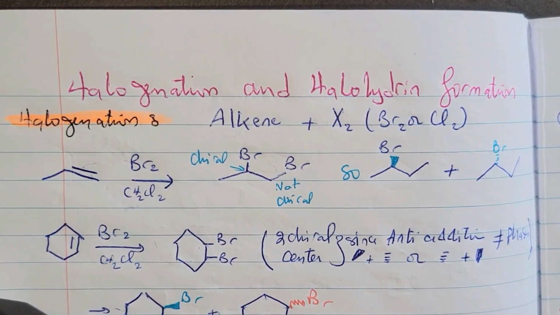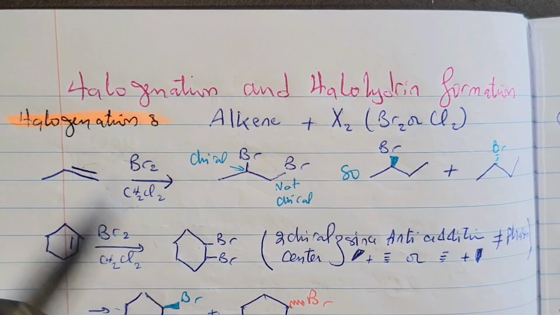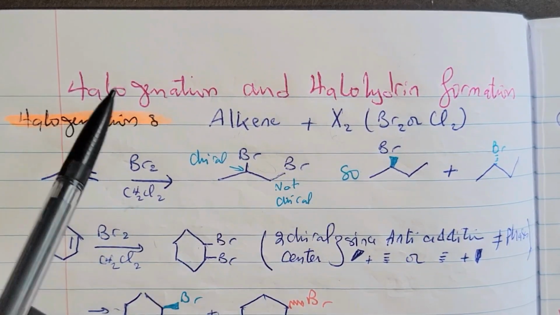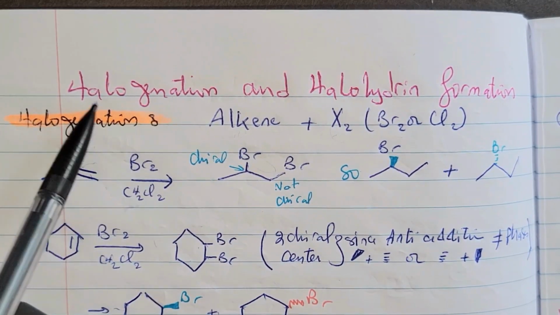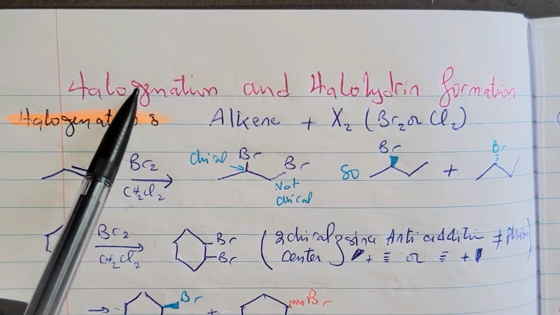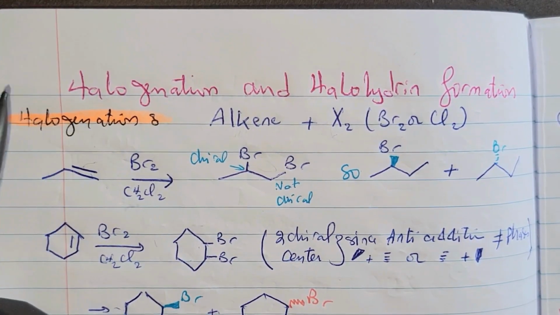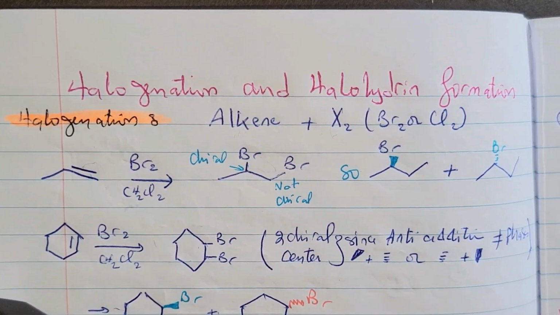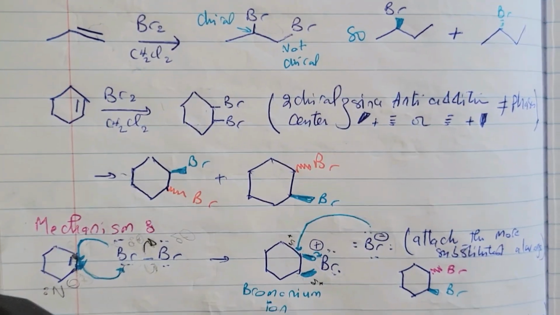Halogenation and halohydrin formation. Halogenation is the reaction of an alkene with a halogen, giving it the name halogenation. Just remember, halogenation means a halogen reacting with an alkene. Usually it's with bromine or chlorine. Let's talk first about the mechanism here.